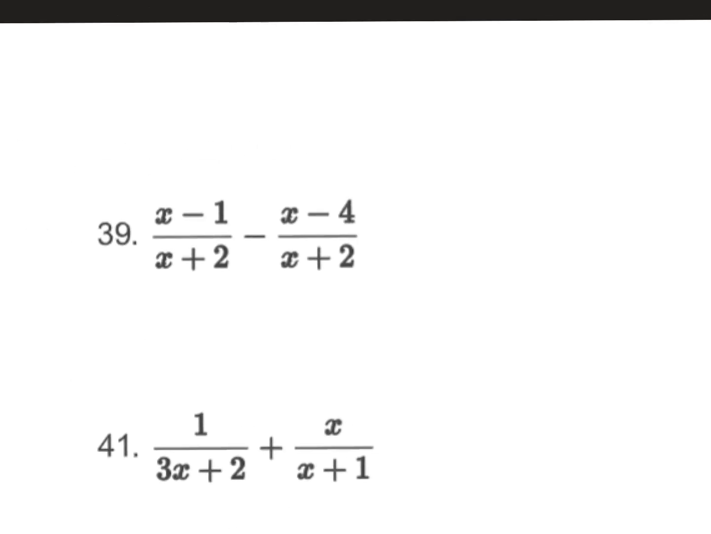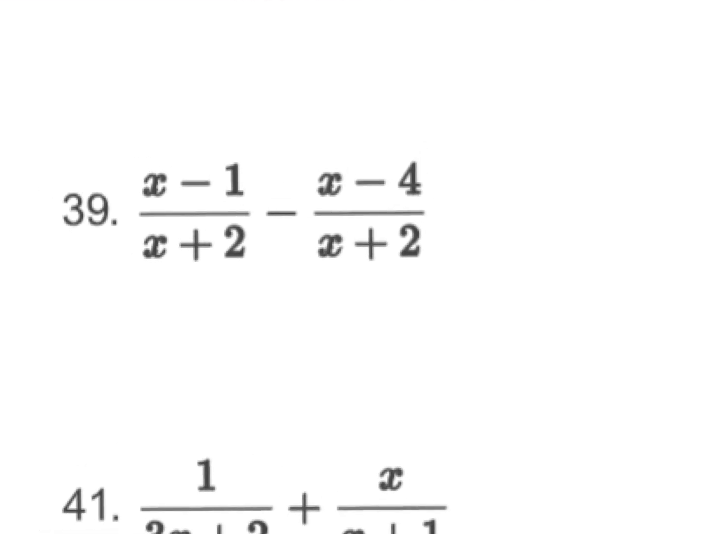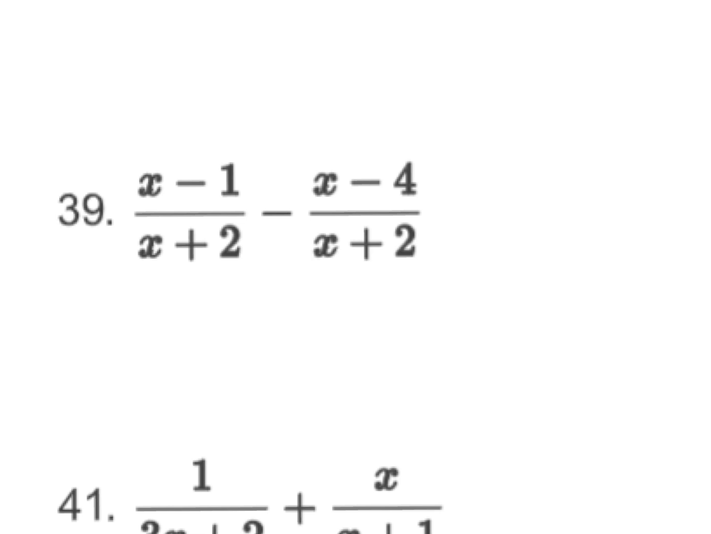But each situation that you come to, I want you to approach it the same way. First thing is look at your denominators. Are your denominators different or the same? They're the same. So we know that we can just put our parentheses around them and continue from there.